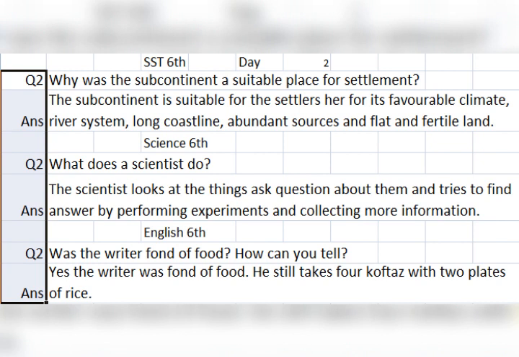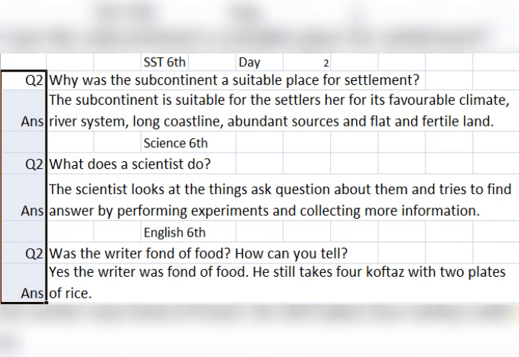Science Class 6 Day 2, what does the scientist do? The scientist looks at the things, asks questions about them and tries to find out answers by performing experiments and collecting more information.